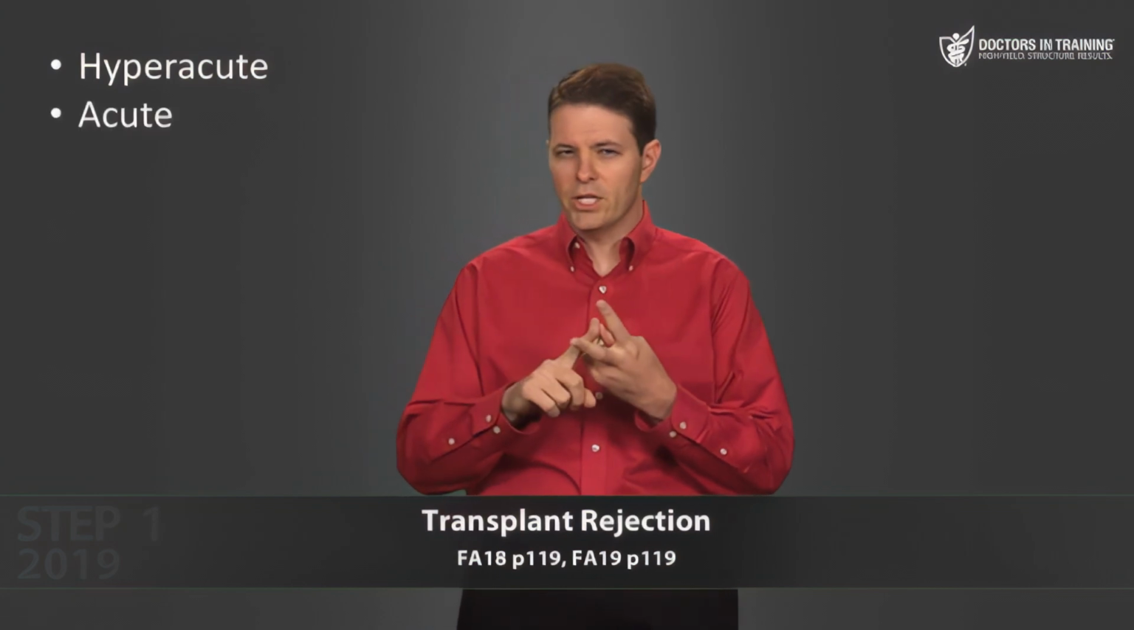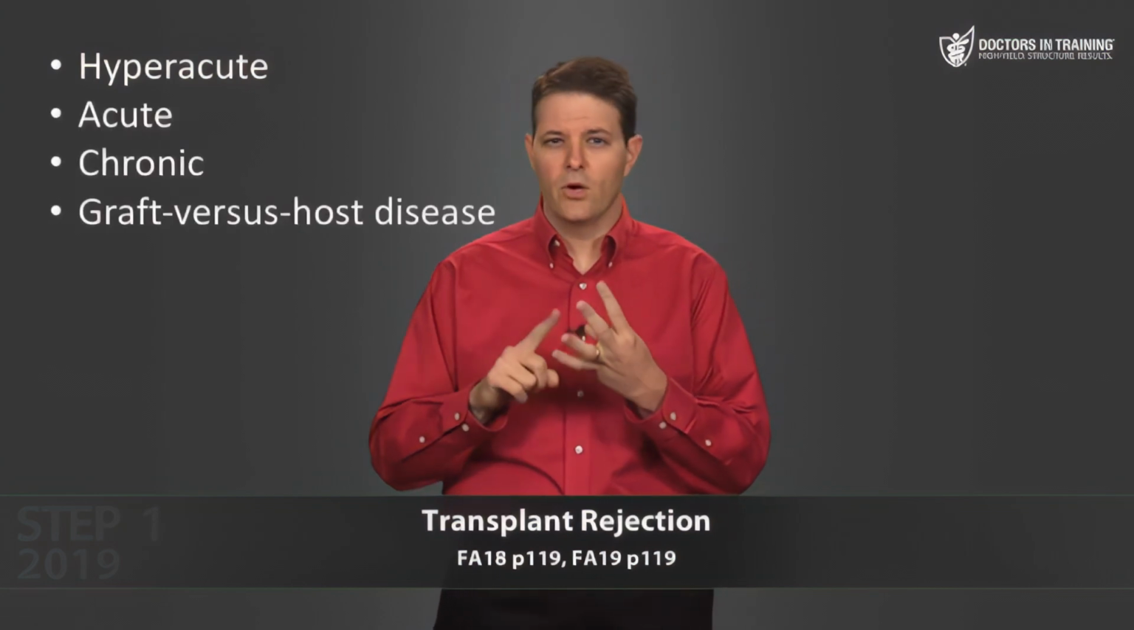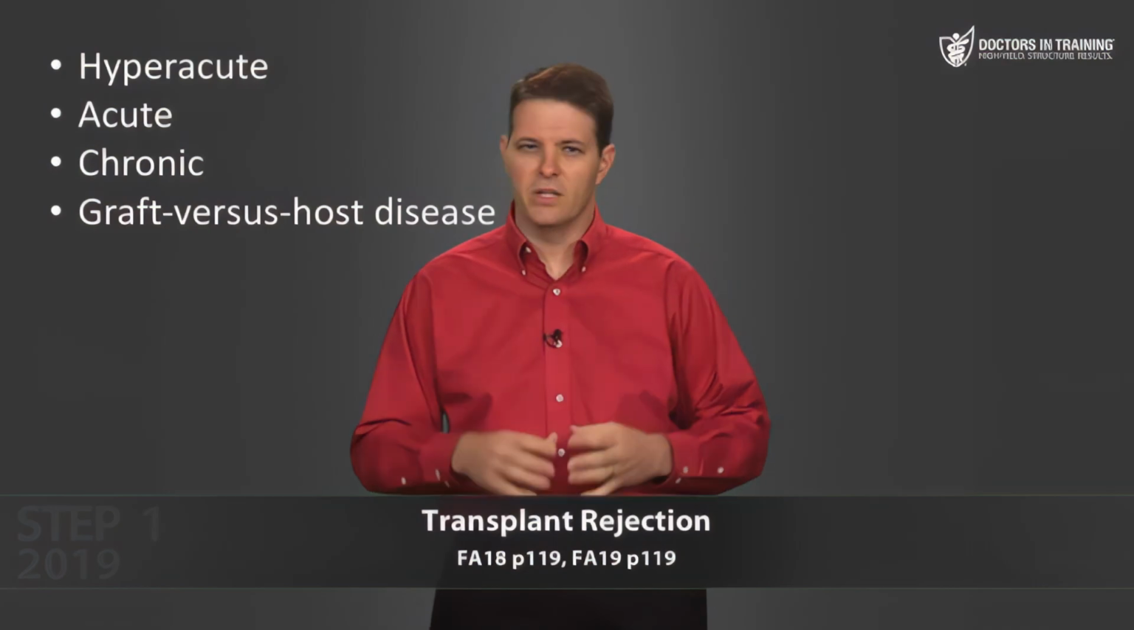Now let's move on to the lecture. In this video, we're going to talk about transplant rejection, and then we'll go over the immunosuppressants we use to prevent rejection. So there are 4 basic types of transplant rejection: hyperacute rejection, acute rejection, chronic rejection, and then graft versus host disease, which is kind of unique.